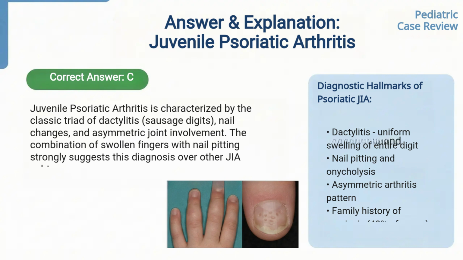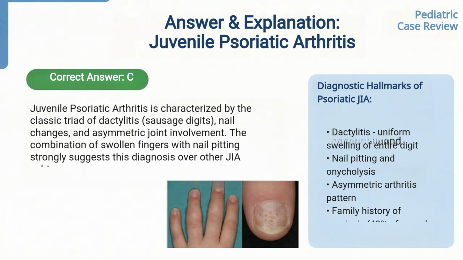Juvenile psoriatic arthritis is characterized by the classic triad of dactylitis, which is uniform sausage-like swelling of an entire digit, nail changes including nail pitting and onycholysis, and asymmetric joint involvement. The combination of swollen fingers with nail pitting strongly suggests this diagnosis over other juvenile idiopathic arthritis subtypes.